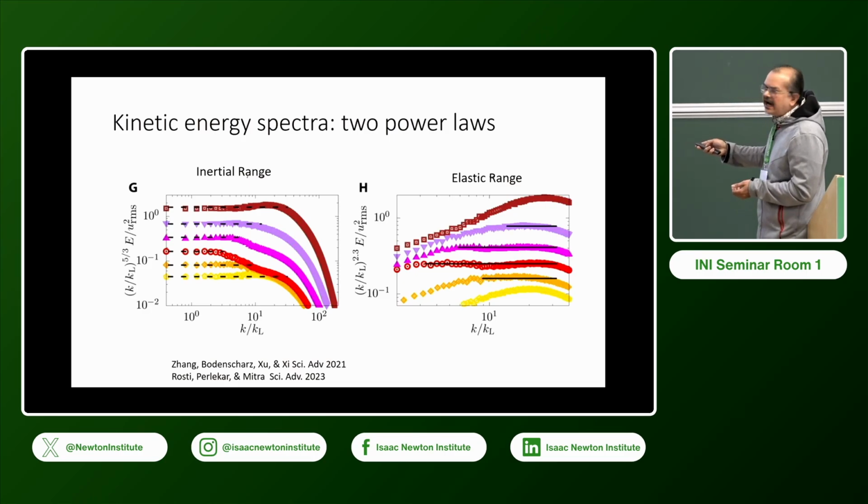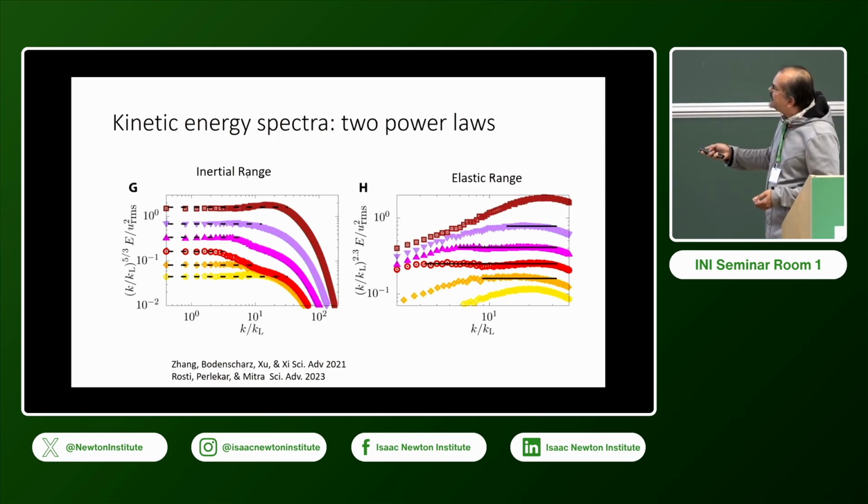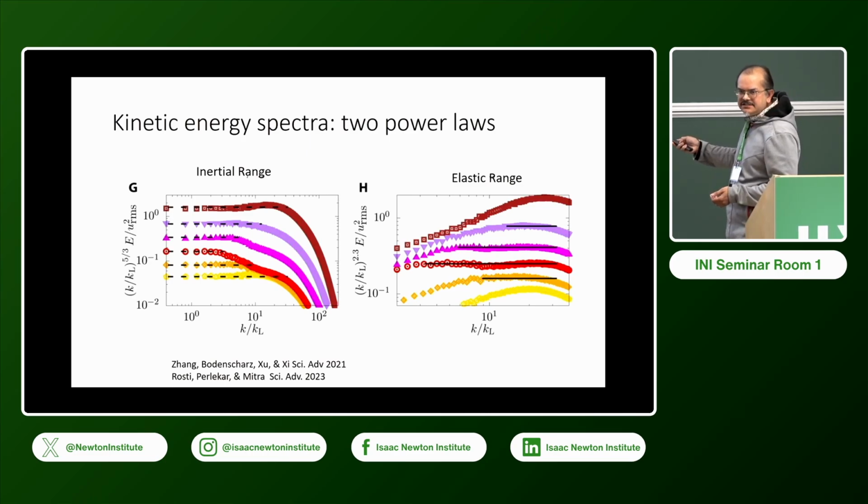Now what happens in the higher case? In the higher case, if you multiply by a different exponent, which is k to the 2.3, then over here there is almost no scaling range, but you see the scaling range starts increasing.